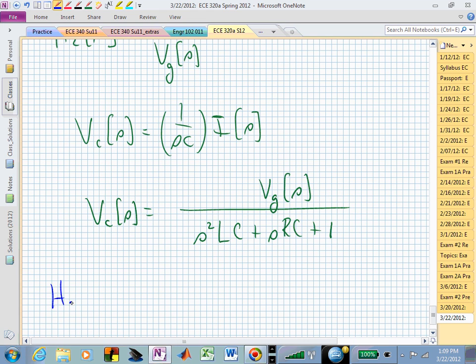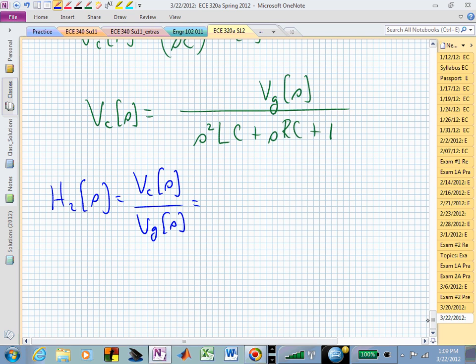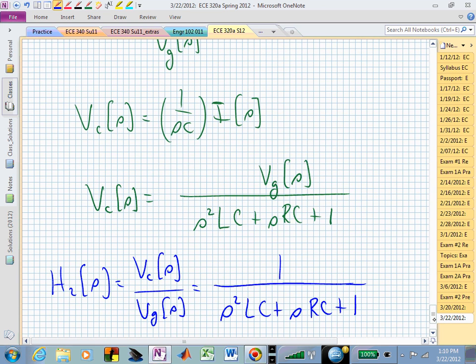Which now allows me to find this ratio, where I simply am canceling the V sub G in the numerator, and I end up with a transfer function, H sub 2 of S, equal to 1 over S squared LC plus SRC plus 1. And that's another transfer function.